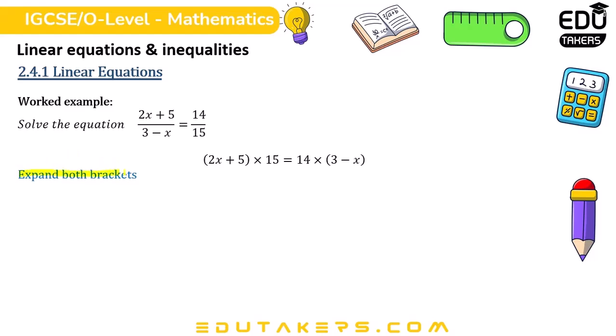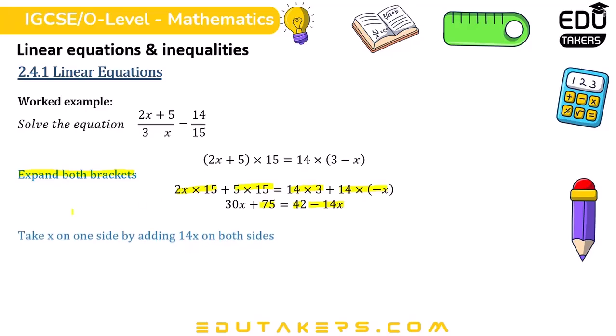Now expand both brackets. So 2x times 15 plus 5 times 15 equals 14 times 3 plus 14 times minus x. Now this will be 30x, this will be 75, 14 times 3 is 42 and 14 times minus x is minus 14x. Take x on one side by adding 14x on both sides. So it will be 30x plus 14x plus 75 equals 42.